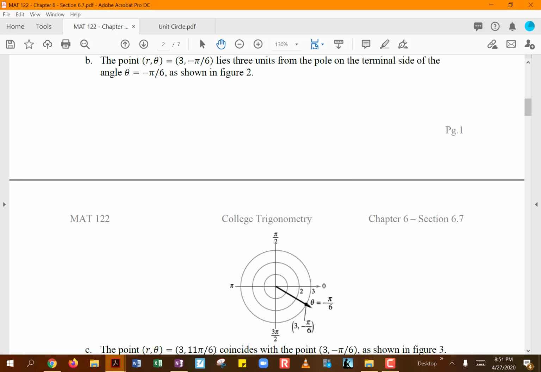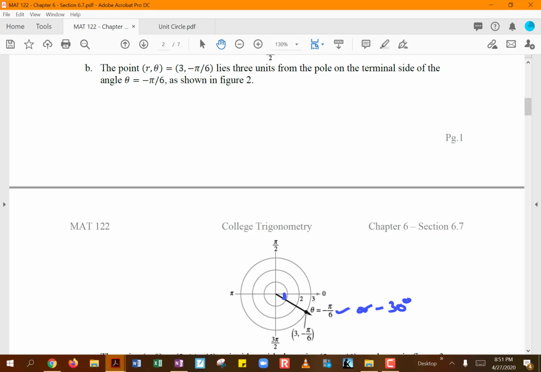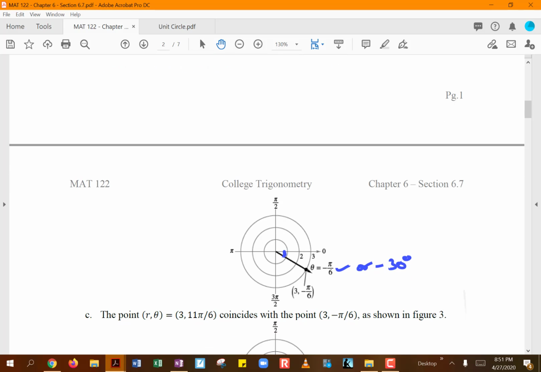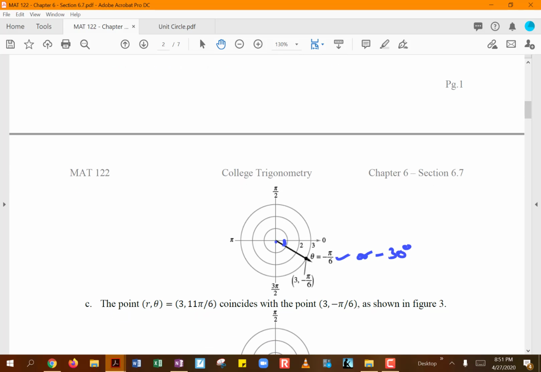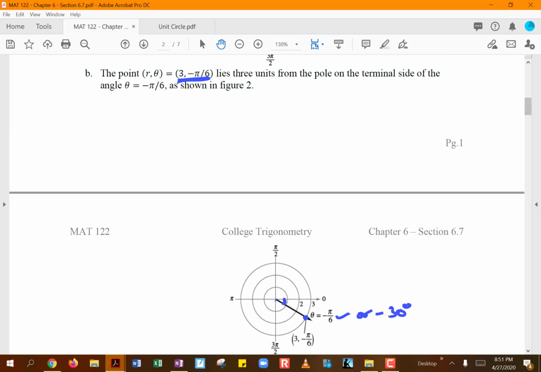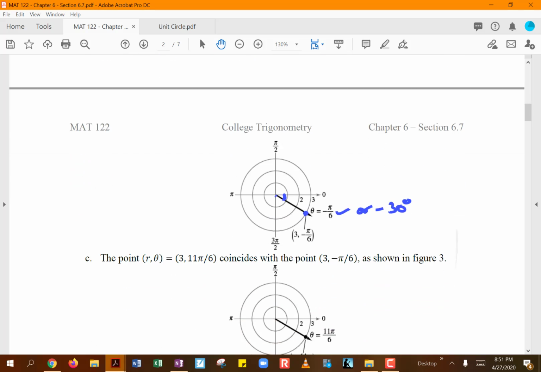So here, starting from our polar axis, you will be going in the clockwise direction to get your negative pi over 6, or like I said, your negative 30 degrees. And then our directed distance is going to be 3. So that means you are going to start from the pole and go out to that third concentric circle to get your point 3 in the directed angle of negative pi over 6.